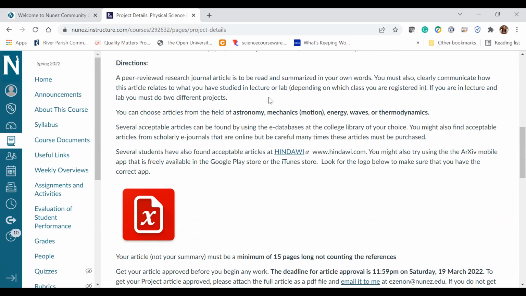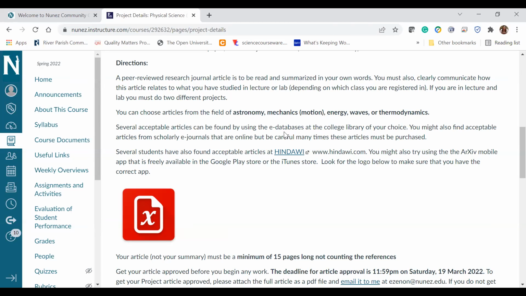Remember, if you are in lecture and lab, you have to do 2 different projects, meaning you need to have 2 different articles approved, and your articles must be related to one of these 5 categories. Remember, I am looking for physical science articles, not economics articles, not history articles, physical science articles, not chemistry. So be mindful of that. The article has to be science oriented, and in particular, physical science oriented, okay?